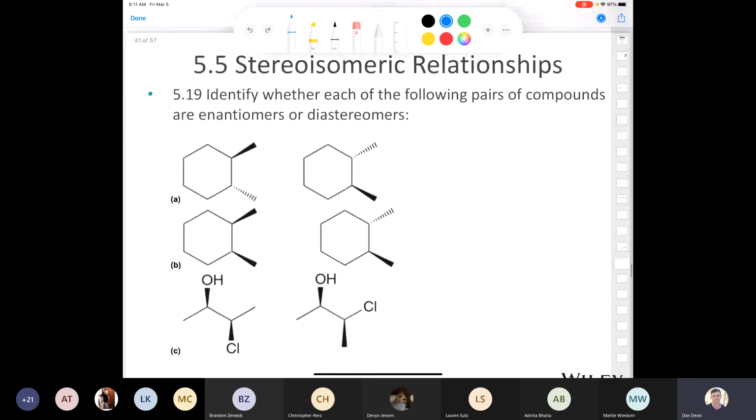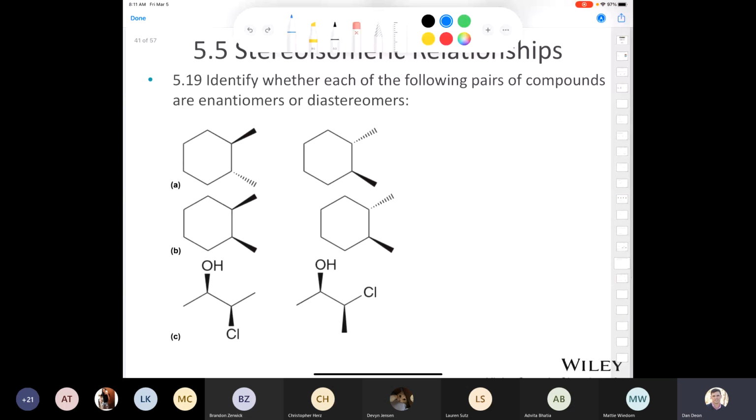Anyhow, let's take a look at some compounds and see if we can decide whether the compounds are enantiomers, non-superimposable mirror images, or whether they are diastereomers, stereoisomers that are not mirror images. So I'll ask you about A. Does anybody have a feeling about A? Would these be enantiomers or diastereomers?